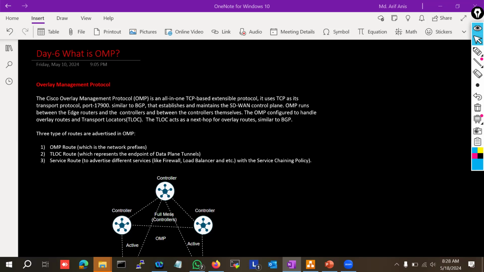Today we are focusing on a very special protocol for SD-WAN, the Overlay Management Protocol, OMP. This is the fundamentals we have to understand before going to the lab. So let's break it down using an earlier protocol like BGP.